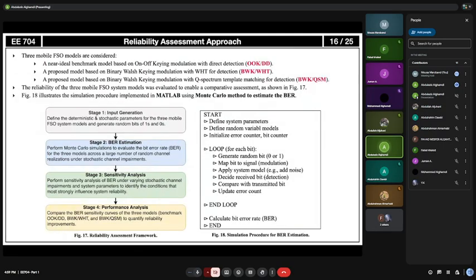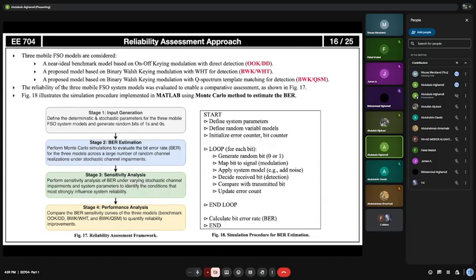For the reliability assessment approach, we considered 3 FSO systems. The first system is the near ideal benchmark model based on on-off keying modulation with direct detection, and another FSO model based on the binary Walsh keying modulation with Walsh-Hadamard transform for detection. Also, the other one is the proposed system based on the binary Walsh keying modulation with Q spectrum template matching for detection. The reliability of the 3 mobile FSO system models was evaluated to enable a comparative assessment as shown in figure 17.